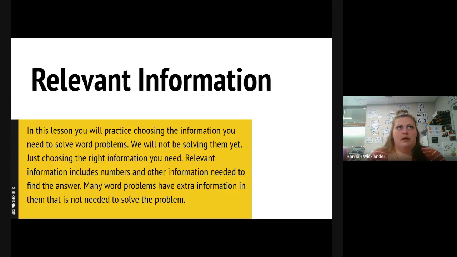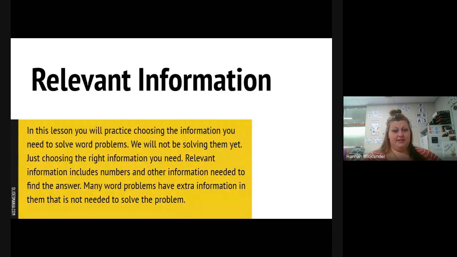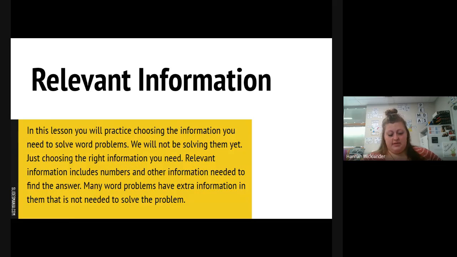Okay, so relevant information. In this lesson, you will practice choosing the information you need to solve word problems. We will not be solving them yet, just choosing the right information. Relevant information includes numbers and other information needed to find the answer. Many word problems have extra information in them that is not necessary or needed to solve the problem.